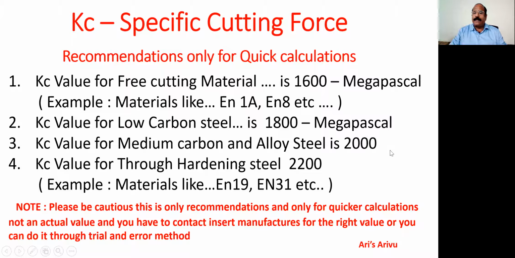To make the formula simple and more effective, I can recommend certain values for Kc. For free cutting steel, 1600 megapascal can be taken for free cutting EN1A or EN8. The Kc value for low carbon steel could be 1800 megapascal. For medium carbon steel and alloy steel, it could be 2000 megapascal. For through hardened steel or tough steel, it could be 2200, 2400, like that, for materials like EN19, EN31, which are difficult to machine. So these are the recommended values. They are not accurate values, but they are sufficient to calculate the power on our shop floor for our day-to-day activity, which is effective.